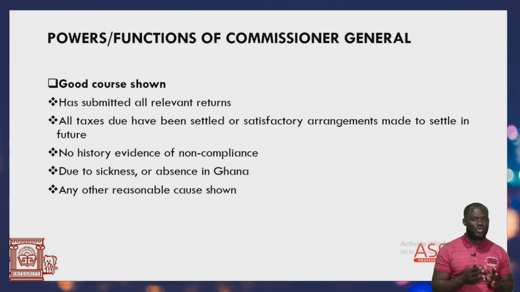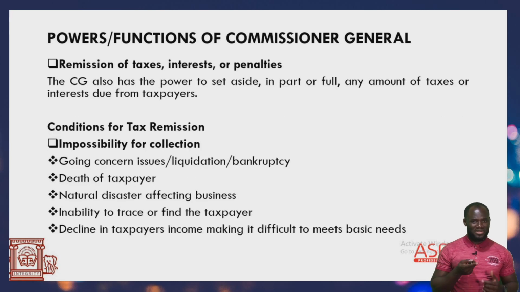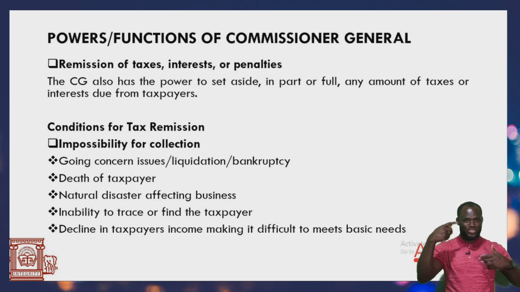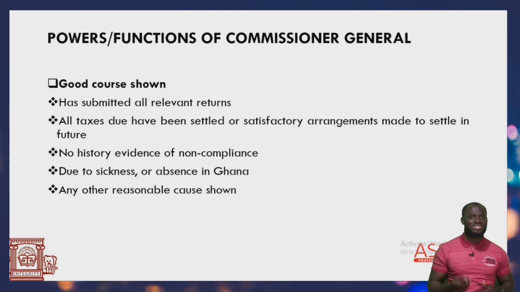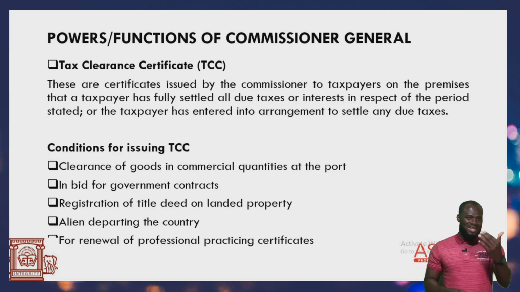Okay, so these are the 2 reasons under which the commissioner may decide to remit any taxpayer of tax liabilities. One is the impossibility of collection because of death, going concern, inability to locate the taxpayer, or income decline, and two, a reasonable cause was shown in respect of having complied with every aspect of your tax obligations. Right. Let's have a few issues regarding the powers of the commissioner.